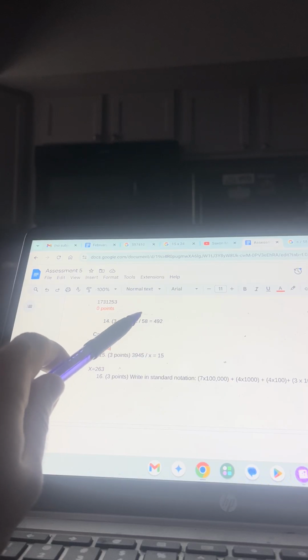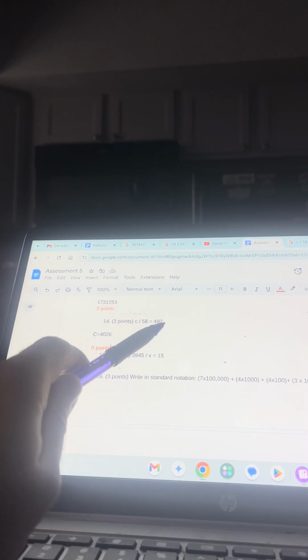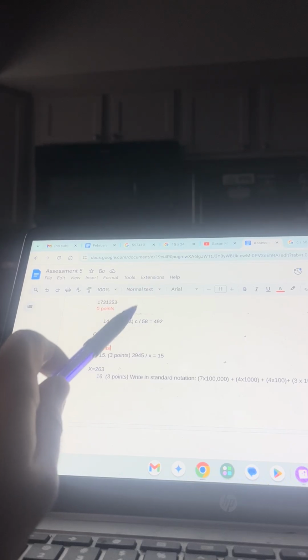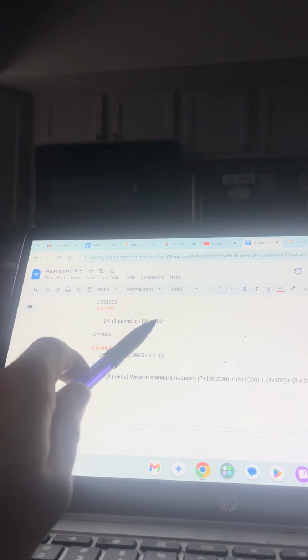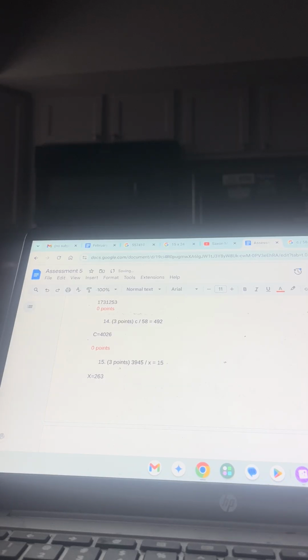Because the 58s would cancel, top and bottom, then you're left with C. But remember, whatever you do to one side of the equals sign, you've got to do to the other. So you would also multiply this side by 58. So that's what you should have done. You should have multiplied both sides by 58 to get C by itself. So you would do 492 times 58. That's how you would think about it. Feel free to practice these problems more. That one was not right.